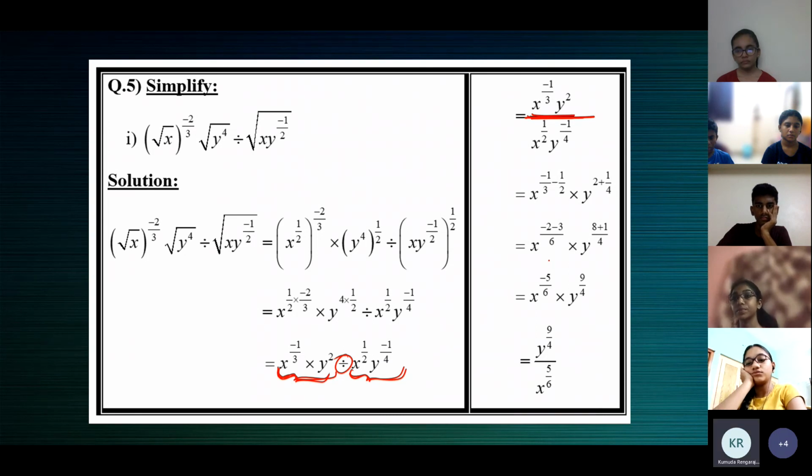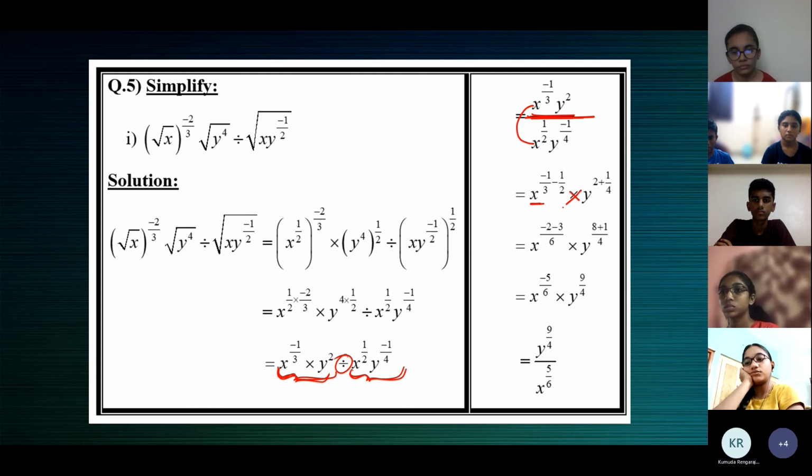Next, by the law of exponents, when bases are same and it's division, we subtract the powers. For x, the bases are same and it's division, so we subtract the powers. So write the base x and subtract the powers: minus 1 by 3 minus 1 by 2. Into, the connector is into. Again, bases are same, y. It's division, so subtract the powers.